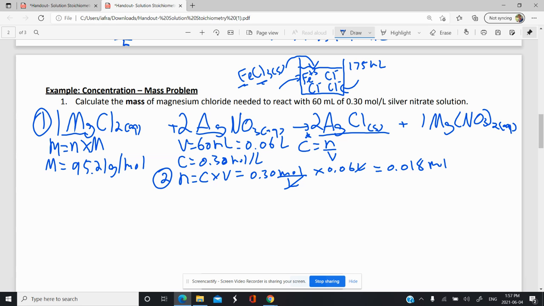That's right, do a ratio. Exactly. So we have a ratio, a 2 silver nitrate to 1 magnesium chloride ratio. So let's go ahead and do that.